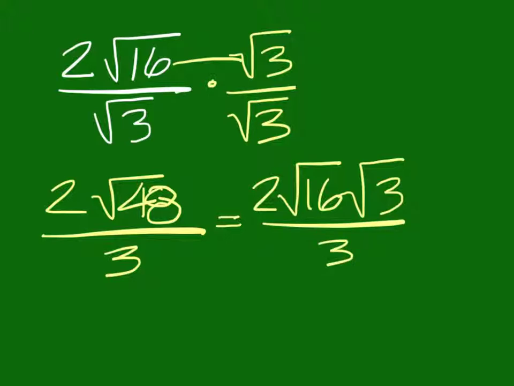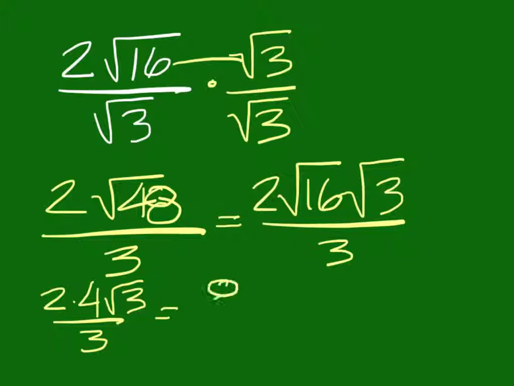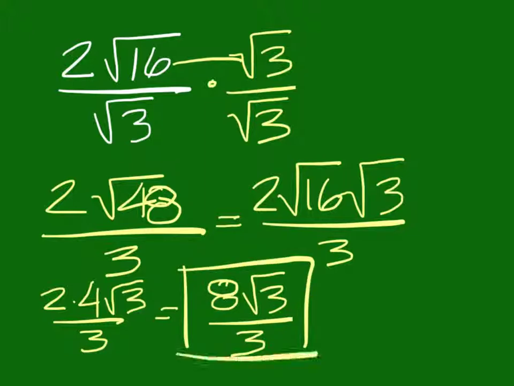Then simplify some more. The square root of 16 is 4. 2 times 4 is 8. There is nothing more we can do to this to simplify it. Your final answer is 8 square root of 3 over 3. On your homework, you should have this, this, this, this, this, and this, if necessary.